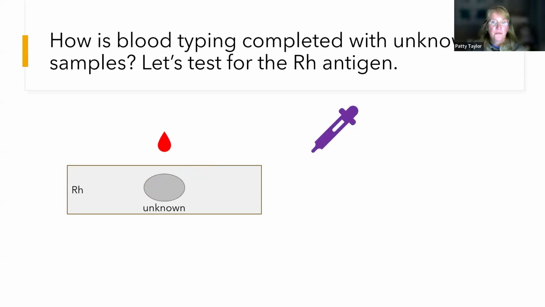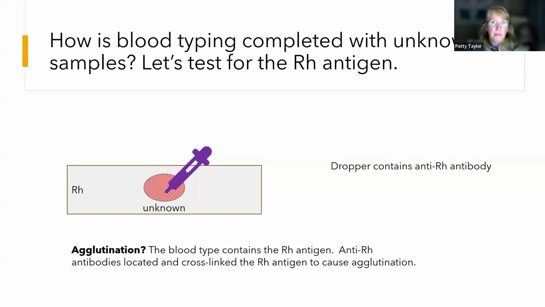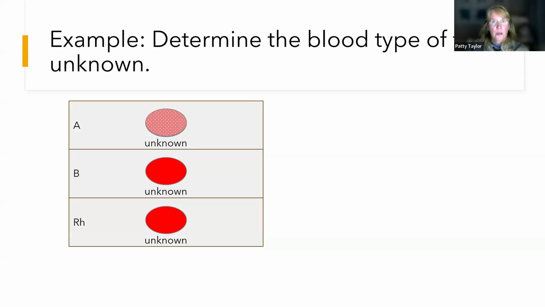So here, let's take that foreign blood. We don't know what it is. It's somebody's sample. Let's drop that anti-RH antibody on that unknown blood sample. This time there is a reaction. If there's a reaction, you have the RH factor. So agglutination means you've got it. So in doing this with all three, it is as simple as if there's agglutination, that's your antigen. If there's no agglutination, it means you don't have that antigen as part of your blood type.